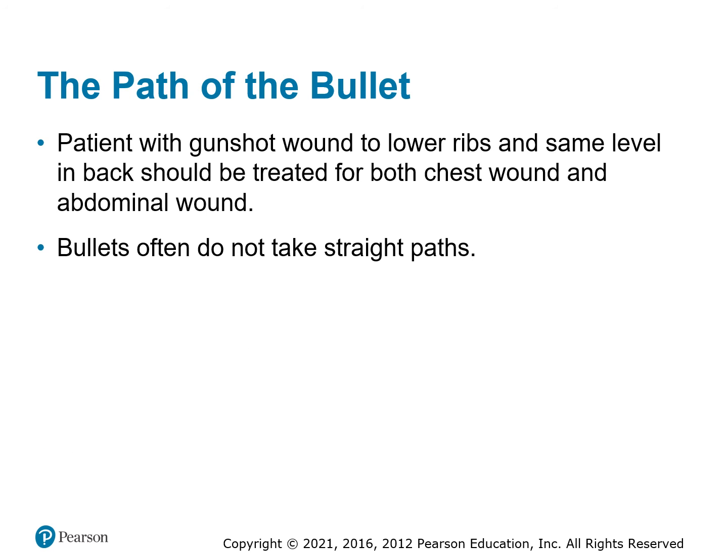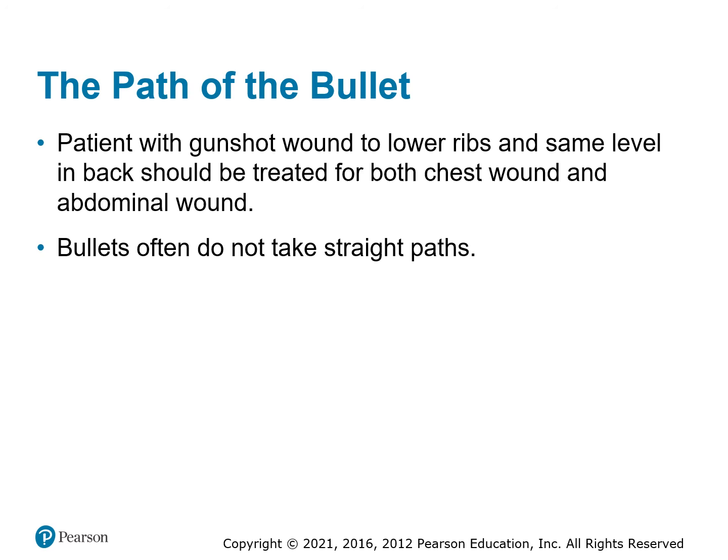Now, if it's a gunshot wound, and that gunshot wound happens to be at the lower ribs, and there is an exit wound at the same level, then you want to make sure that you're treating this patient for both chest injury and abdominal injury, just because of that ever-changing area of the chest and abdominal cavity that we talked about, depending on your breathing patterns.